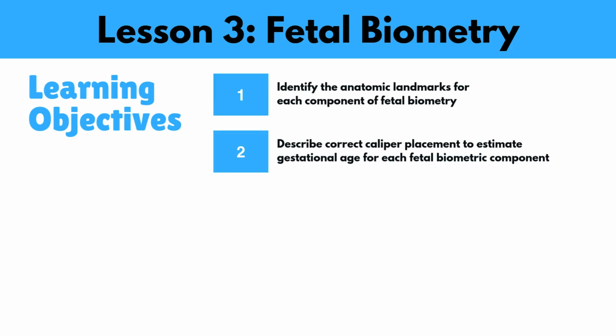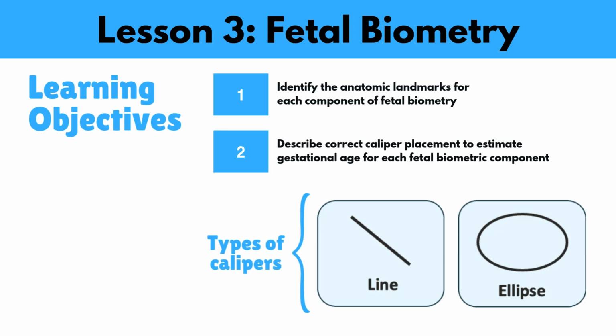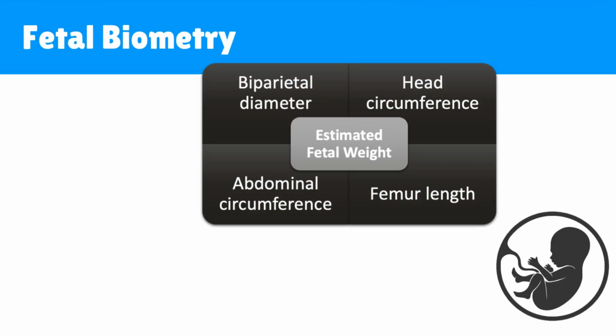Learning objective 2 is to describe correct caliper placement, which is critical for obtaining accurate measurements. A caliper is the ultrasound tool used to make measurements on your images and can be a line or a circle, called an ellipse. Ultrasound can be used to take measurements of fetal anatomy to estimate the fetal weight and gestational age.